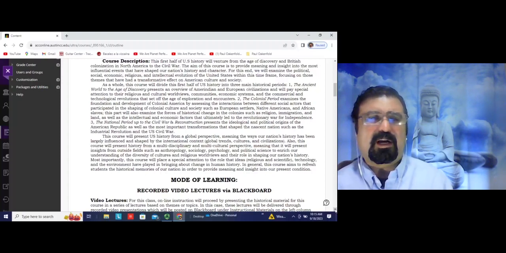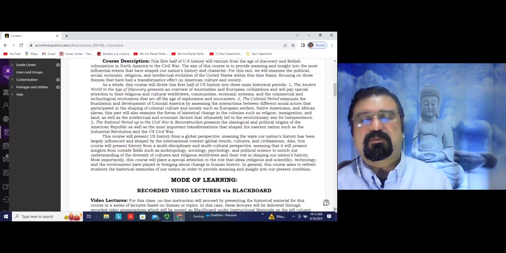About 5 or 6 colonies that were created out of the original 13 British colonies of North America. There were about 5 or 6 that were created by religious exiles. We're going to look at that.